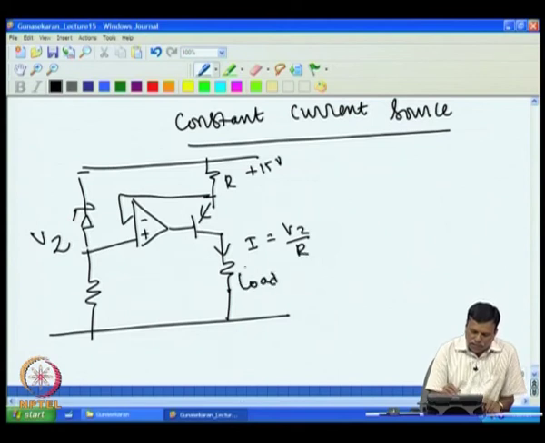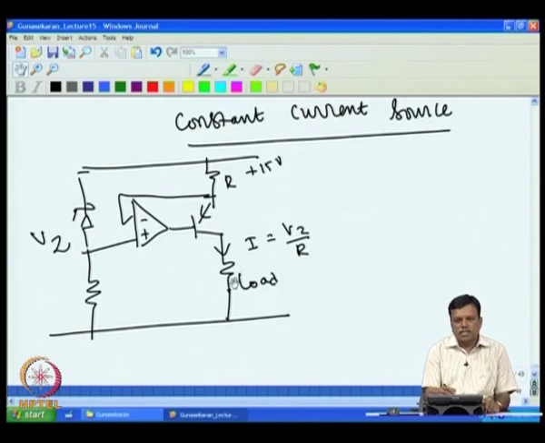So the current flowing through this load is always constant, that is given by this relation, and even if you change the load, this current will not change. Now this is one type of current source. There are very many different types, and each one will behave differently for different noise frequencies actually. Now to understand this phenomenon, we should carefully look at the actual design of this circuit.